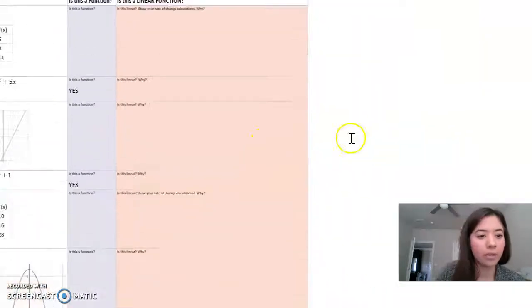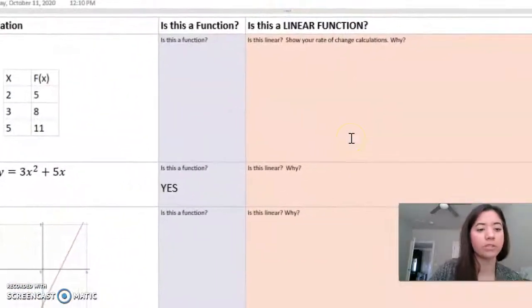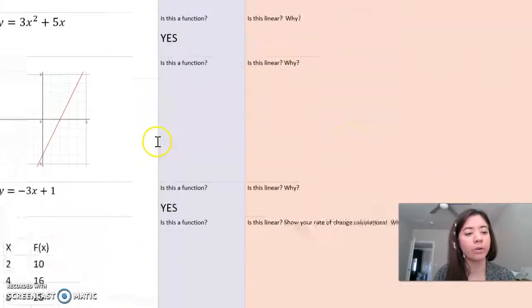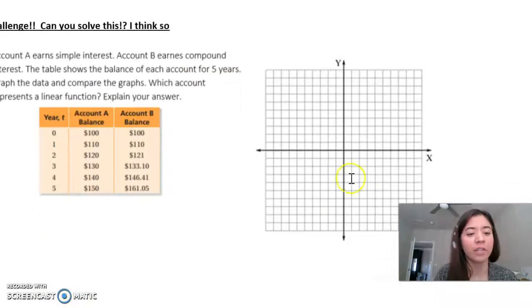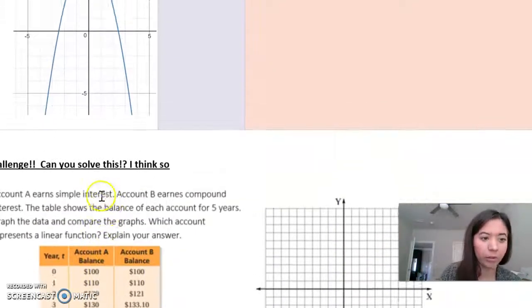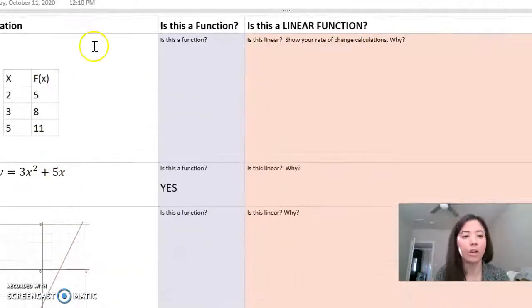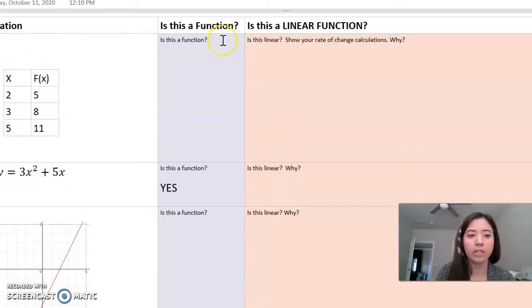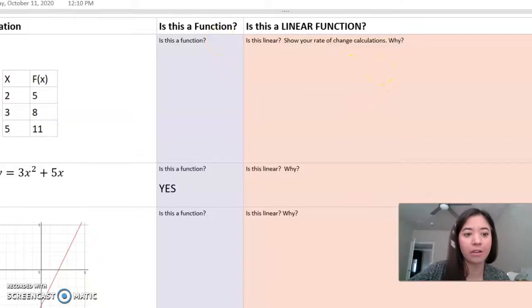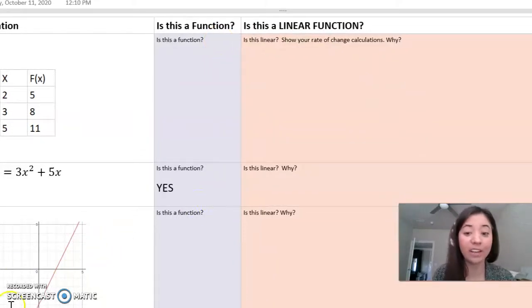All right, you have some independent practice problems left. So we have a table, some equations, some graphs, and then a challenge problem for those of you who need something a little bit harder. So again, tell me here if this thing is a function and then why it is or is not linear. Let me know if you have any questions and then complete your mastery check.